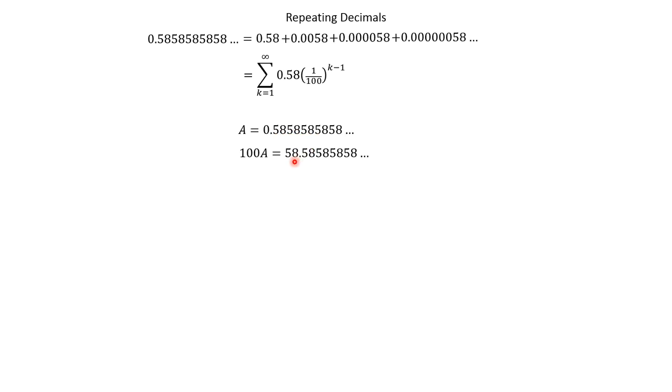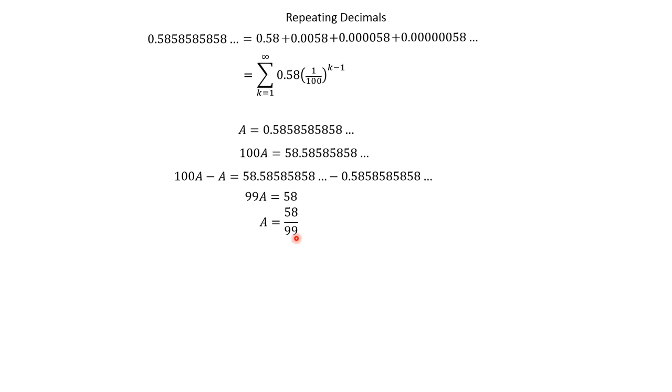Well, if I have 100a and I subtract a, 58.58585858 minus 0.58585858, wouldn't those decimals cancel? So we get 100a minus a is 99a, and then 58.58 repeating minus 0.58 repeating is just 58. Then we can divide. a equals 58 over 99. And we could reduce from there if we can. This one's not going to reduce, though, so we don't have to worry about that.